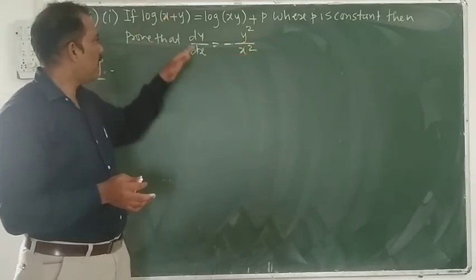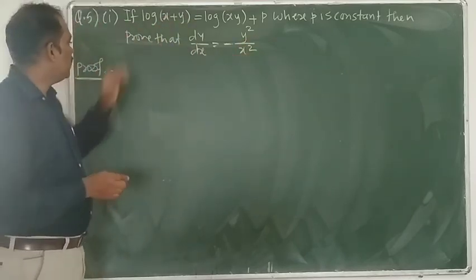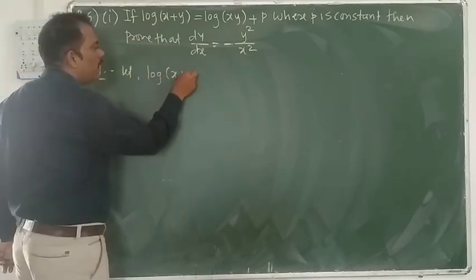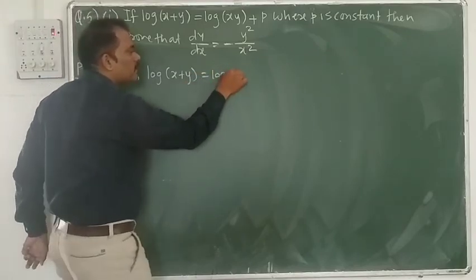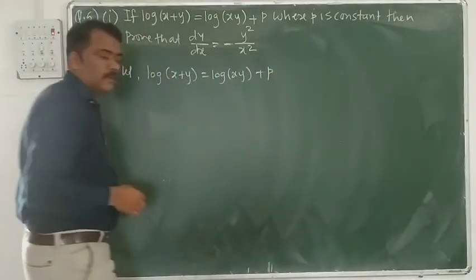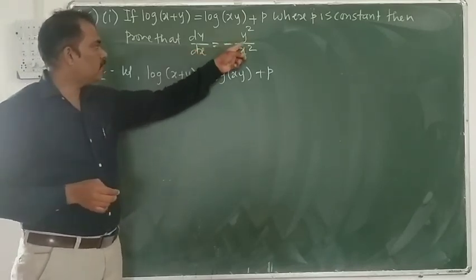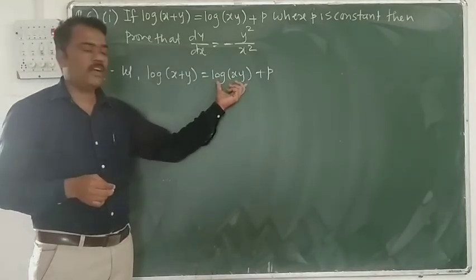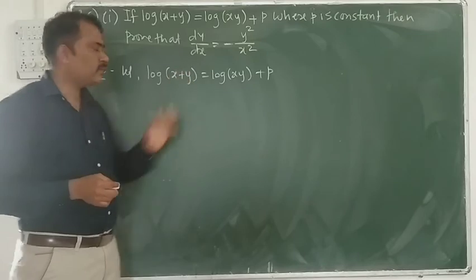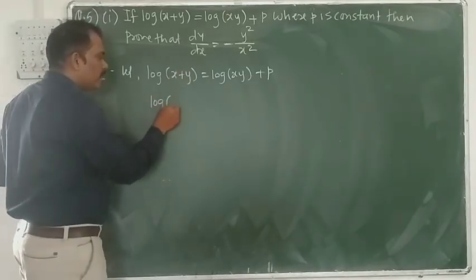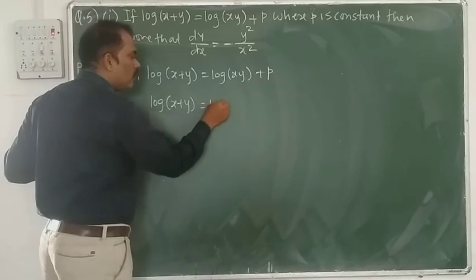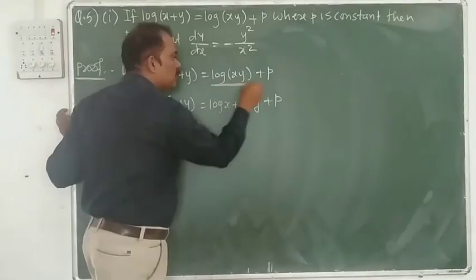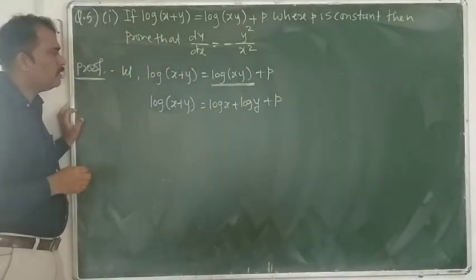Okay, so we have to keep our eyes on both. What is the given and what we have to prove? Now we let log of x plus y is equal to log of xy plus p. To prove that dy by dx is equal to minus y square divided by x square, first we have to use the laws of logarithm. Here multiplication is there, so we take the addition. So log of x plus y is equal to log of x plus log of y plus p, by using the rule of logarithm related to product.